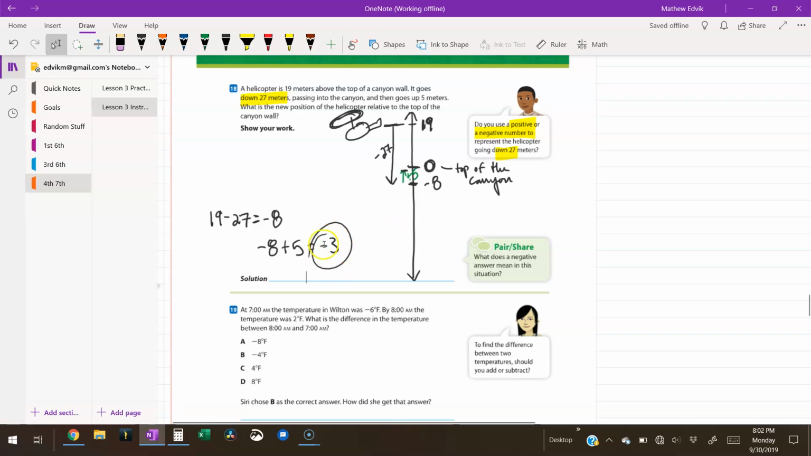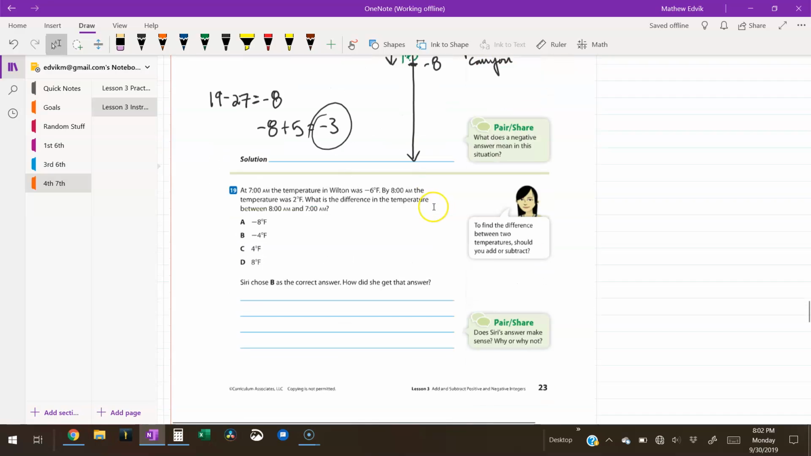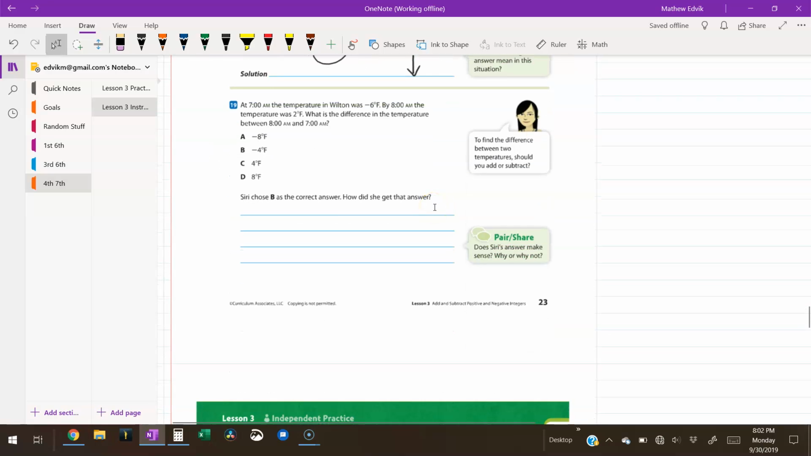A negative solution means that the helicopter is still below the top of the canyon, or below the canyon wall, at the end of this part of the flight of the helicopter. Okay, number 19.